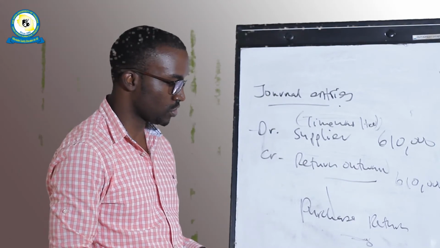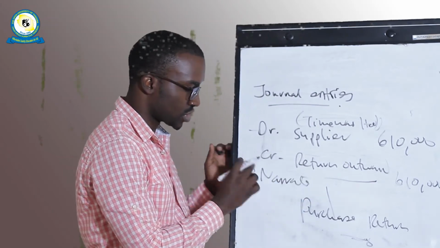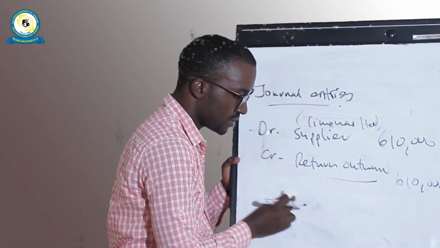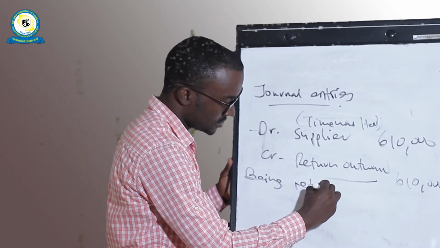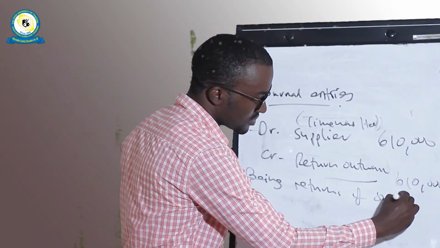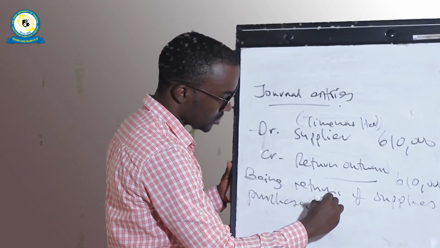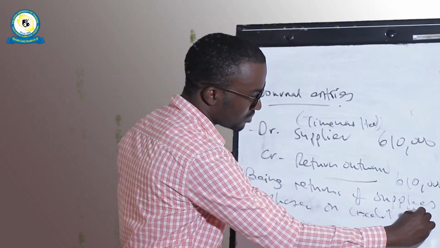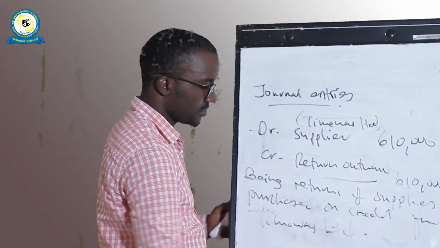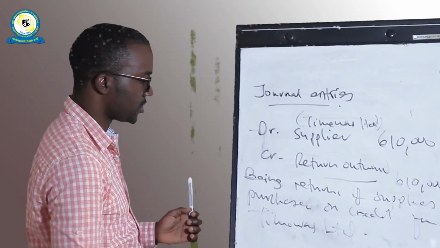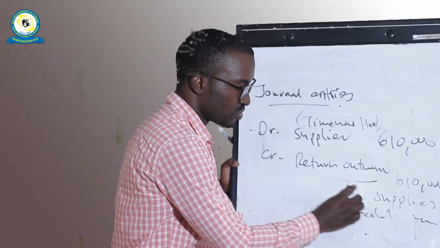Okay, purchase return. So now you see how this transaction should be recorded in the journal entries. But don't forget to come up with a narration here. You have to narrate. For example, for this transaction, you can say being return of supplies purchased on credit from Time Was Limited. Whatever narration you come up with, at least it should reflect what the transaction was all about. Okay.